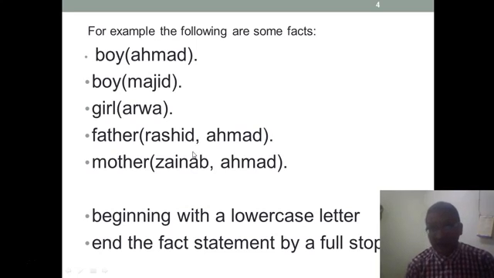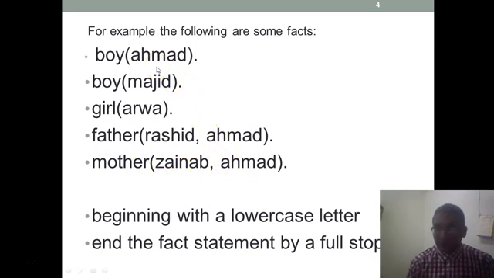Let us take an example of some facts. Boy Ahmed, boy Majid, girl Arwa. That means we have given the facts that Ahmed is a boy, Majid is a boy, Arwa is a girl. And then we have also given facts like father Rashid Ahmed. So you can say Rashid is the father of Ahmed, or Zainab is the mother of Ahmed.